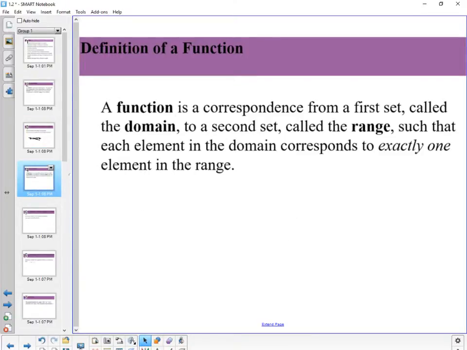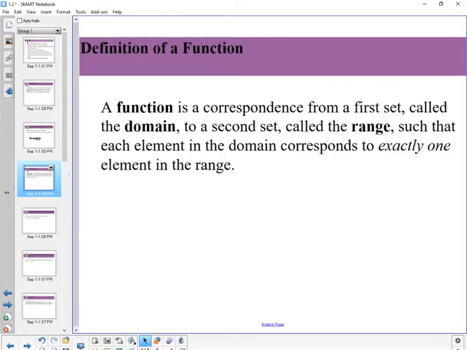A function corresponds to the first set called the domain. The second set is called the range. There's input, output, all these other nice fancy words that we've heard before. Now, in order for something to be called a function, each element of the domain corresponds to exactly one element in the range. And when I was in college, this made perfect sense to me. I was like, cool. Now it gets a little twisted.